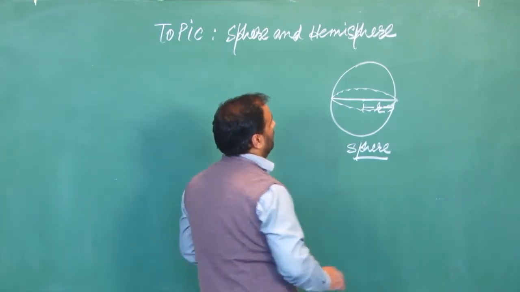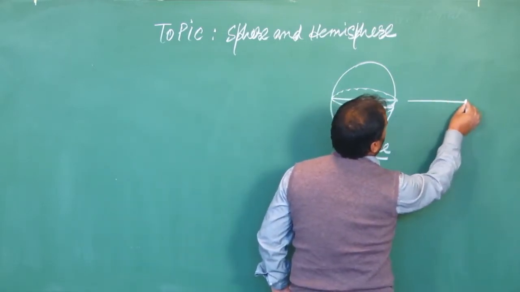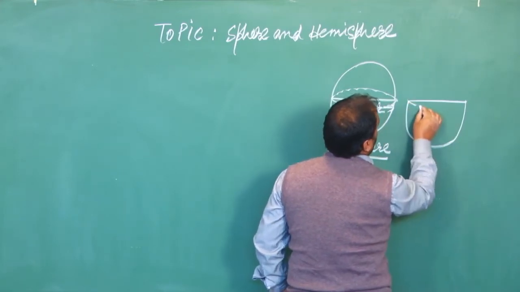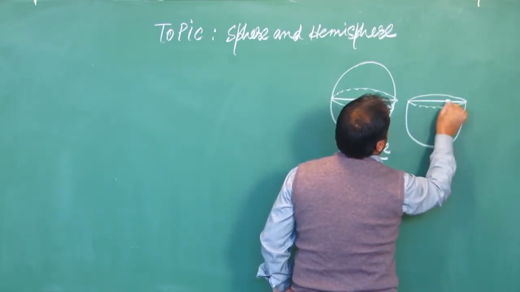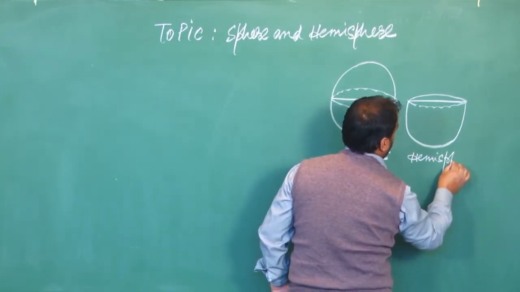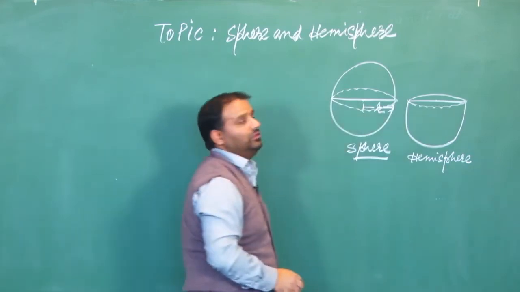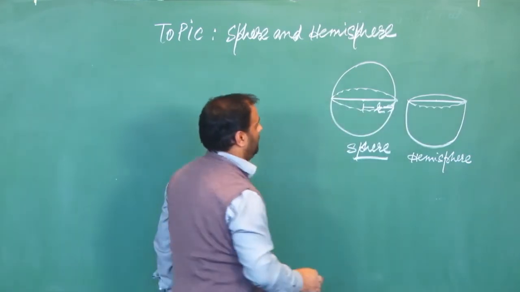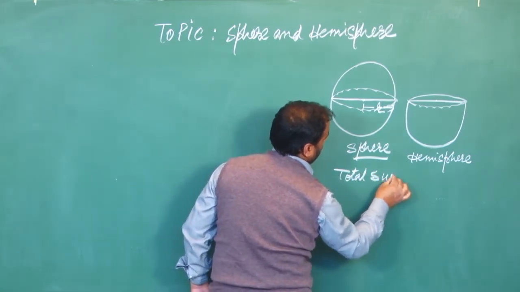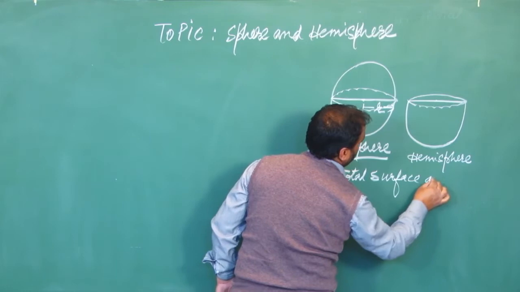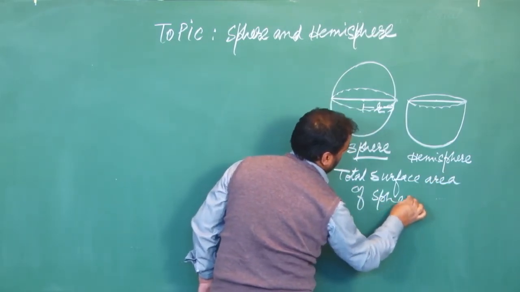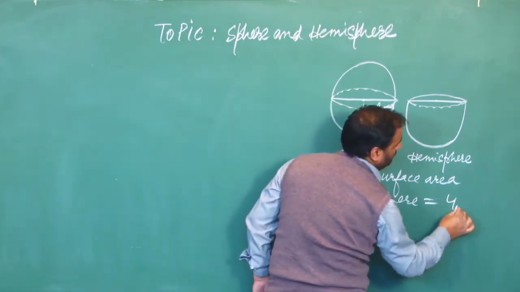If we cut this sphere into two equal halves, each half is then called a hemisphere. This is a hemisphere. The total surface area of a sphere is 4 pi r square.